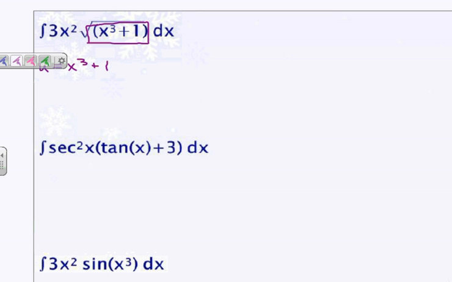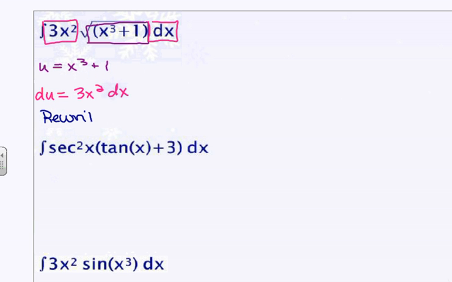Then we want to look and see what's left over in our problem. We have this 3x squared and we have a dx. Well, if we find du, we take the derivative of our u function, we get 3x squared times dx, which happens to be what we still had left over in our problem.